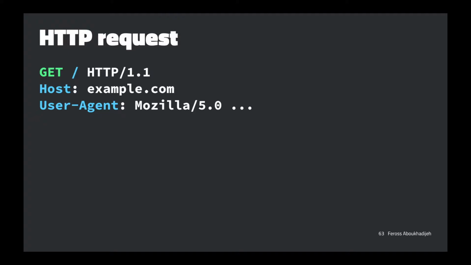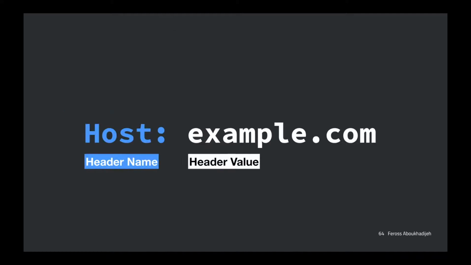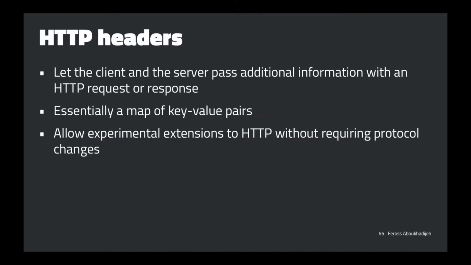So, back to HTTP requests. I want to talk about headers now. We have a couple here, the host and the user agent. But the general format is a name and then a colon and then a value. That's how it works. These let the client and the server pass additional information that's not actually part of the response. It's basically a map of keys and values. And like I said before, it's really cool because it lets you just throw in additional headers without getting all the browsers and everybody to agree on changing HTTP.